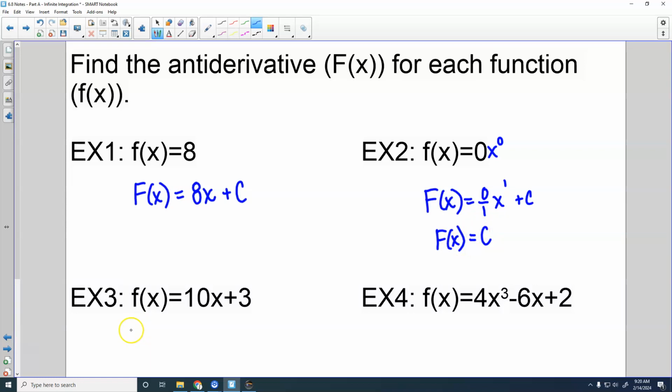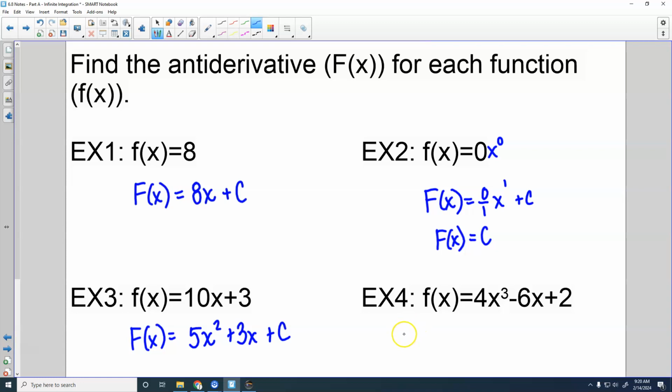Okay? Who can do number 3 for me? I'm going to try. All right, Kayla? Capital F of x equals 5x squared plus 3x plus c. Beautiful. And you can always check these really easily by just taking that derivative to see if you get what you should start with, right?